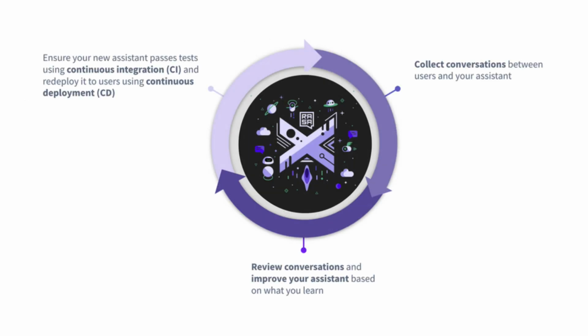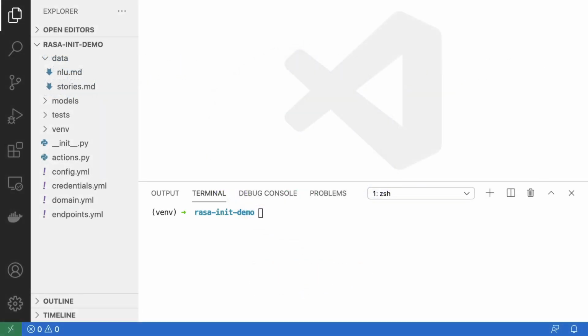This is where Rasa X can make a huge improvement. It's a tool that makes conversation-driven development easier, because it allows you to see how users interact with an assistant, which in turn will allow you to learn and improve it. So in this video, I will show you how to set up Rasa X locally on your laptop so you can share it easily with your colleagues.